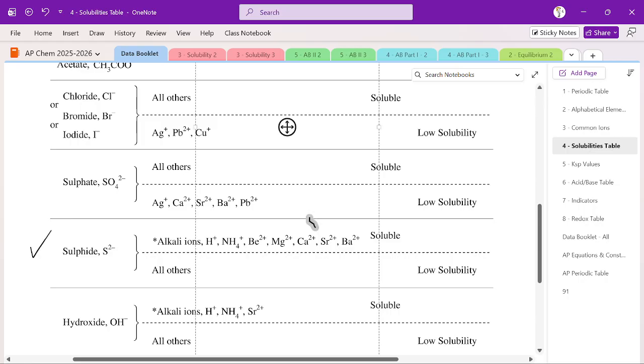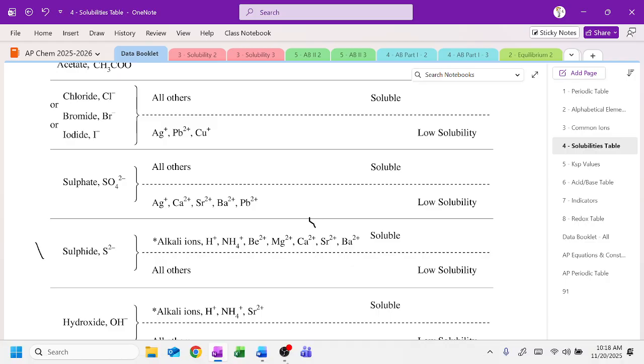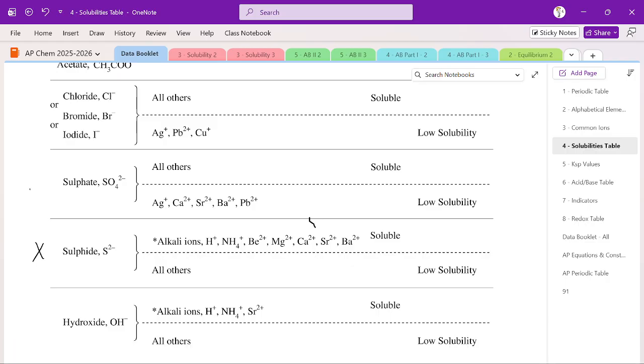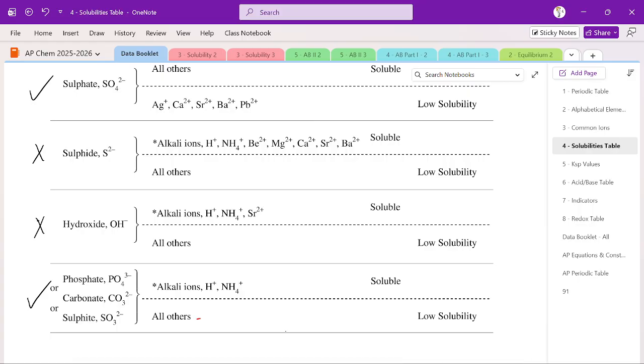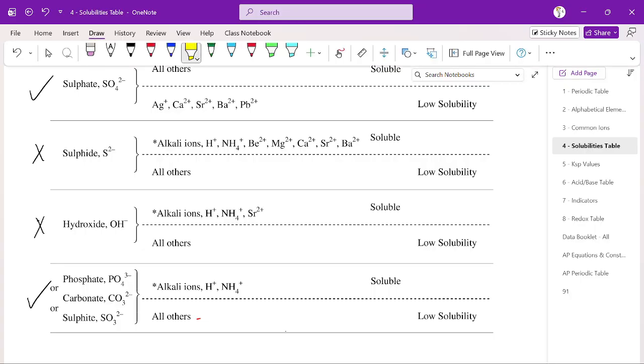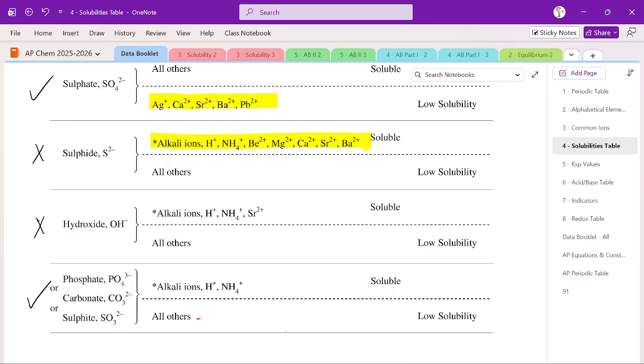So yes with sulfide. No with sulfide. Am I right? No with sulfide. Yes with sulfate. No with hydroxide. And yes with carbonate. So we want something that is here and here and here and here.